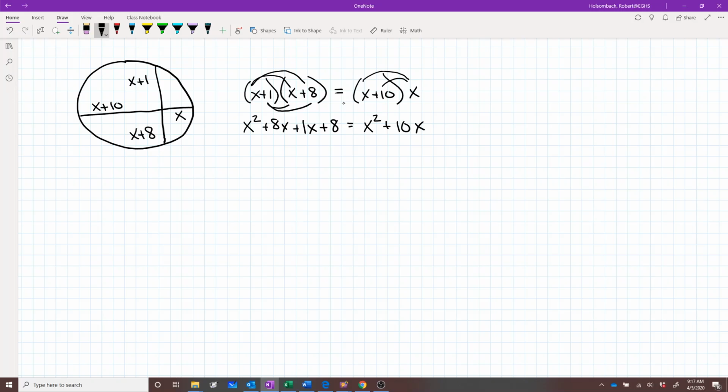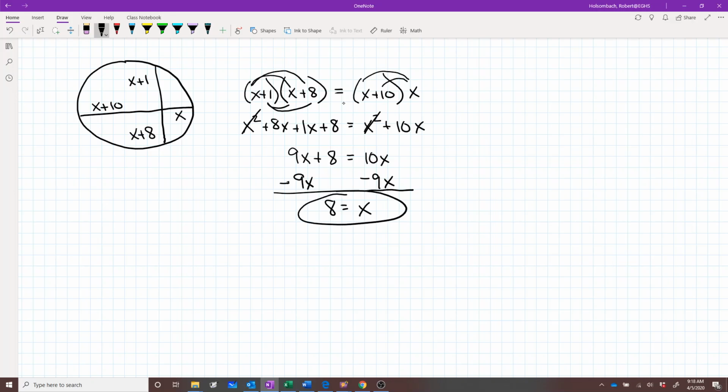Alright, so now we're going to combine a couple steps into one right here. If we've got an x squared on both sides of the equation, they cancel each other out. Make sure that they both have the same sign. They've either both got to be positive or they both got to be negative. All right, in this case, they're both positive x squareds, so they cancel each other out. So then we've got an 8x plus a 1x, and that gives us 9x plus 8 on the left-hand side, and 10x on the right-hand side. So if we subtract 9x from both sides, then 8 is equal to 10x minus 9x, which is 1x, and we don't write the 1, so x is equal to 8 in this problem.